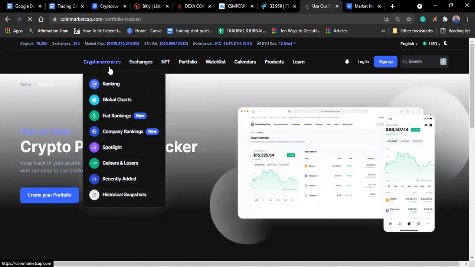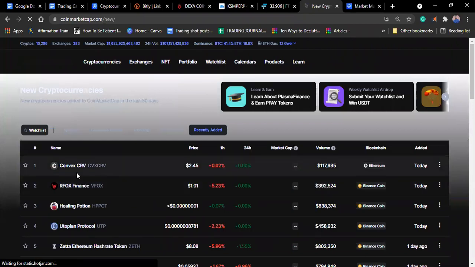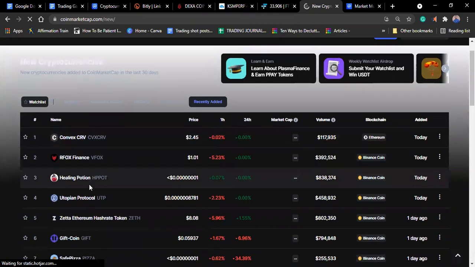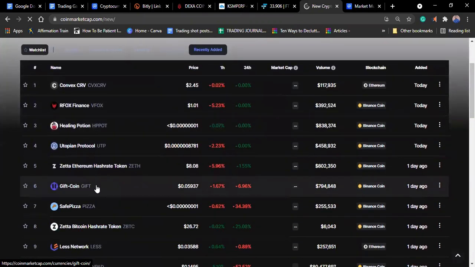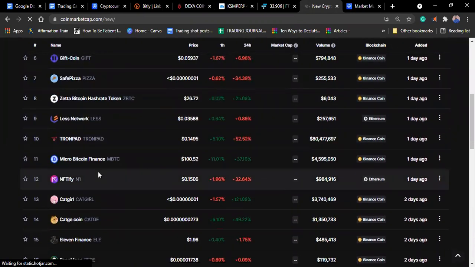But on CoinMarketCap, you'll be spending a whole lot of attention under cryptocurrencies. You're looking at the ranking, you're looking at global charts. Then another thing you can do is click on recently added. Sometimes you want to see the coins that are new, that are just being added to CoinMarketCap. So you go there by recently added, and you can now see the coins that have just been added. Convex CRV, healing portion, funny names. But if anyone catches your attention, you can now go and check it.